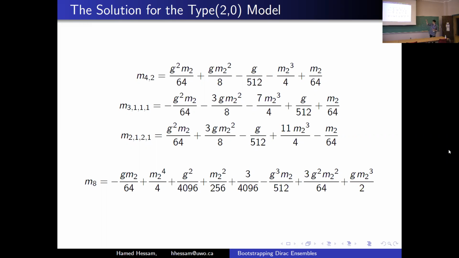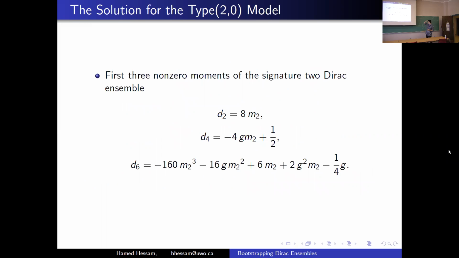And we find the Dirac moments also, because we have some relation between H and D, A, B, and D. So we can find the Dirac moments of this Dirac ensemble. D2, D4, D6 look like that, but the formula for D8 is very complicated, and we're using the chord diagram. It will take time to find the formula for the moments of the Dirac in terms of the moments of H. But we just stop at D6.